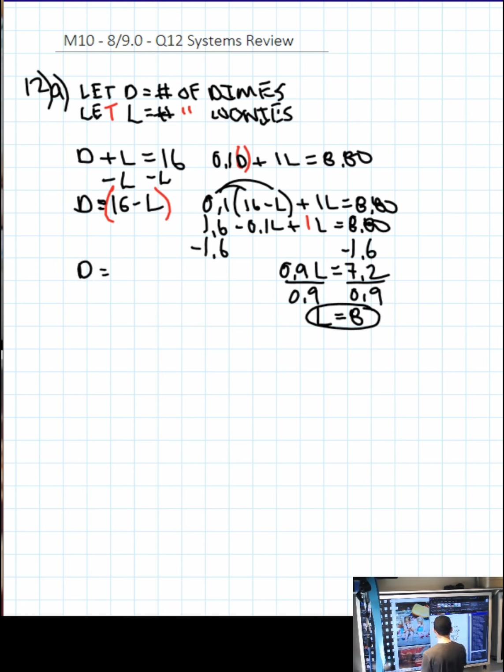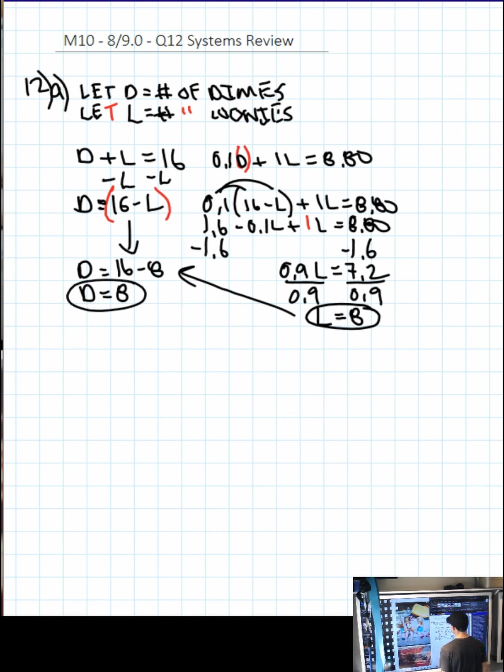Take the other equation, skip a couple lines. D equals 16 minus 8, our L value that we just figured out. And D equals 8. Circle your answer. Then you'd answer the question. We have 8 dimes and 8 loonies. Feel free to write that English sentence out. Again, ask your teacher if it's okay if you write your let statements properly, then you just have to answer in variable form, or if they want you to write an English sentence.